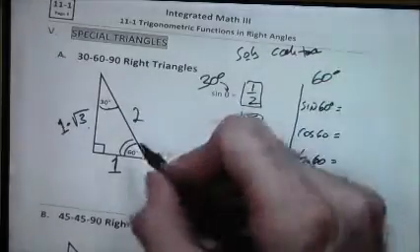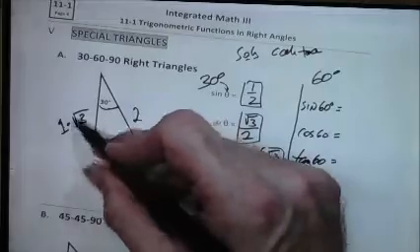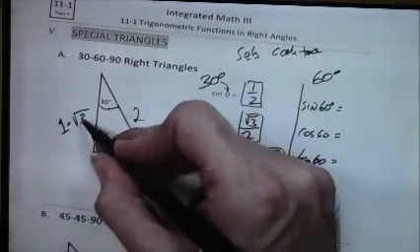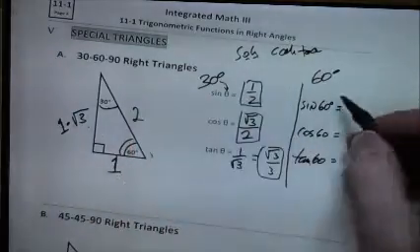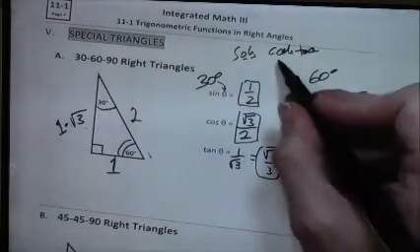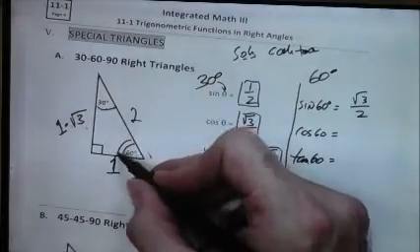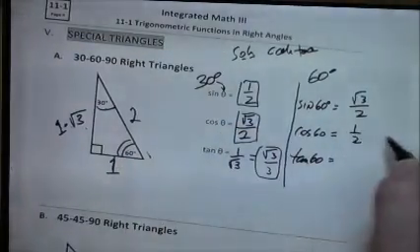I mean, these don't change, but now when you ask for the sine and you're looking at the opposite, it's now this number. For 30 degrees, the opposite was 1. For 60 degrees, the opposite's over here, so it's the square root of 3 over 2. For the cosine, that's the adjacent over the hypotenuse. And for 60 degrees, the adjacent is the 1 over the hypotenuse. It's 1/2.